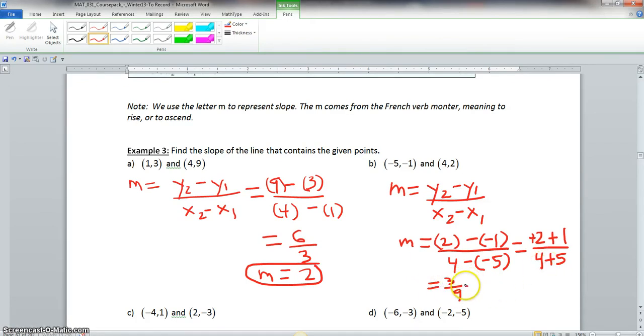Now we know we could divide both of these by 3 over 3. And this would give us 1/3. So our slope is 1/3.